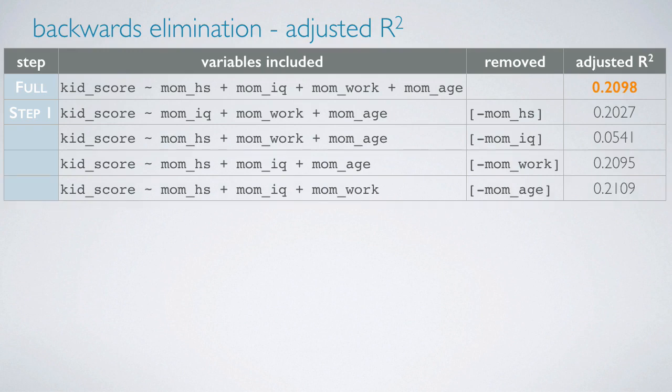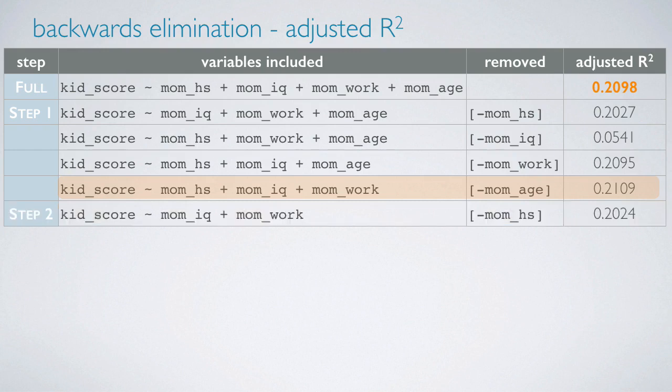And lastly, let's try removing mom's age at birth of the child, and we can see that the adjusted R-squared has actually increased. We had started with 20.98%, and now we are at 21.09%. A tiny increase, but still an increase. So we know that in the first step, we need to pick the model where we're predicting kids' score from high school status, IQ, and work status of the mother.